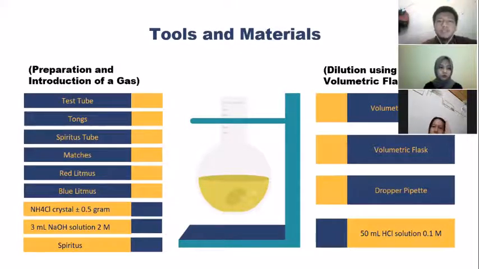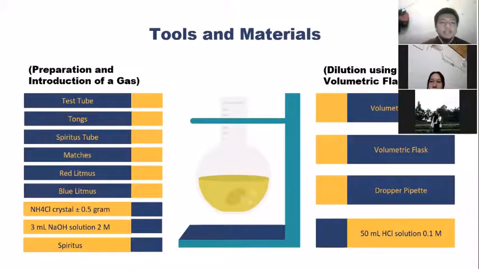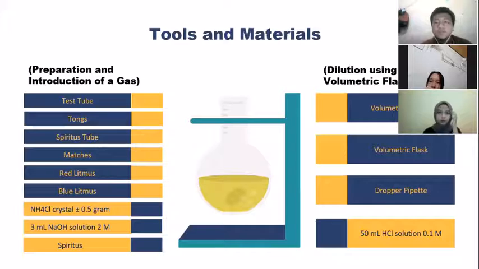Okay, next, tools and materials. For experiment 1, preparation and introduction of a gas, we need a test tube, tongs, spirit burner, match, red litmus, blue litmus, ammonium chloride crystal about 0.5 gram, 3 milliliter sodium hydroxide solution 2 molar, and spirit. For experiment 2, we need a volumetric pipette, volumetric flask, dropper pipette, and 50 milliliter hydrogen chloride solution 0.1 molar. For experiment 2, dilution using volumetric flask.